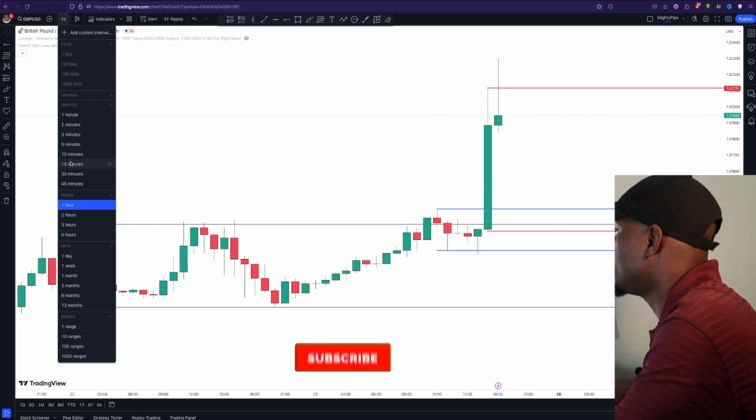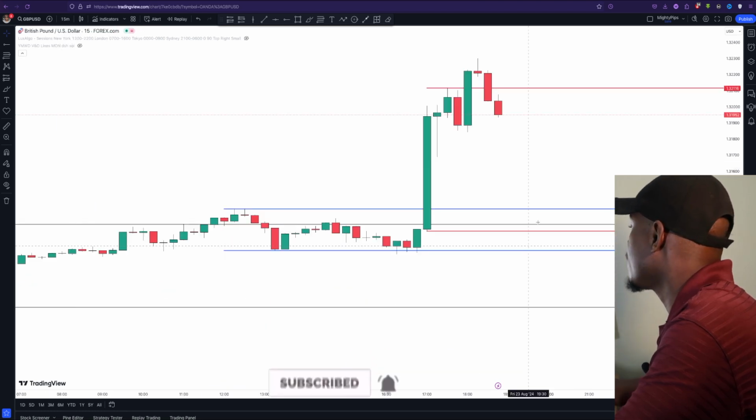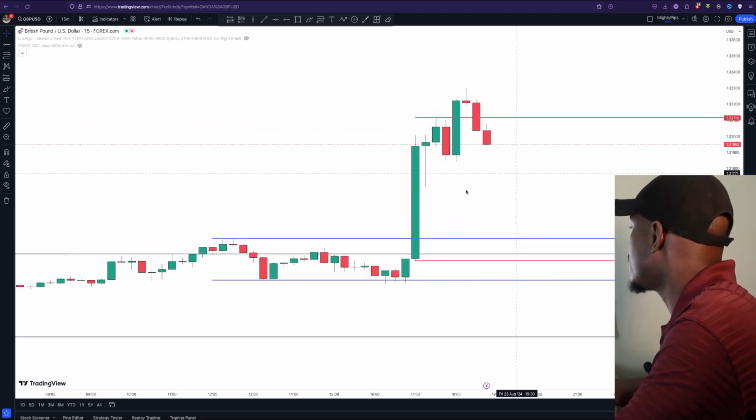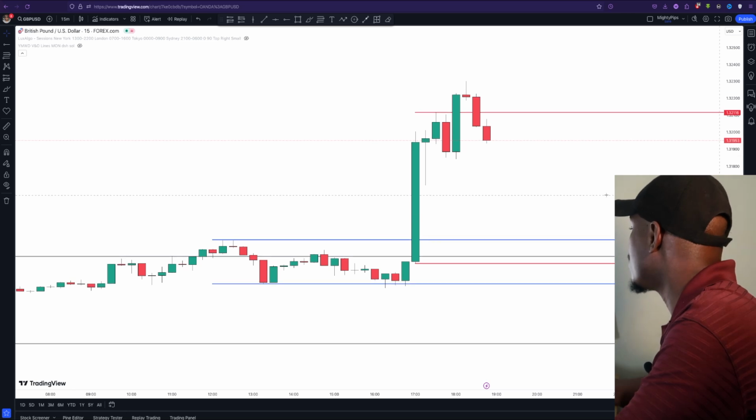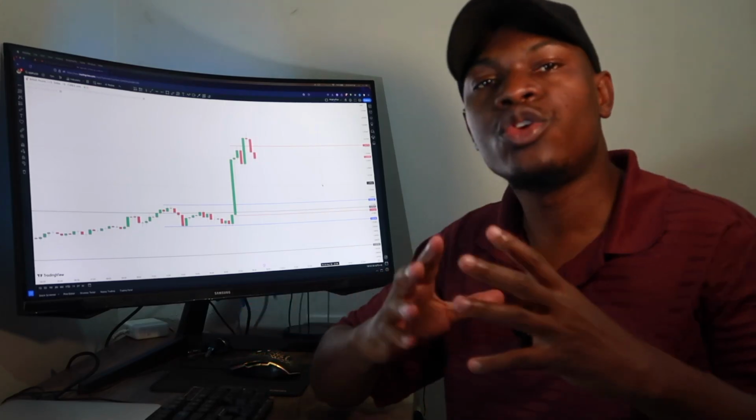So that's what we're going to do now. We go down to the 15 minute chart. Okay, so on the 15-minute chart here is where we are going to be looking for our entries. All right, so how do you trade this strategy?